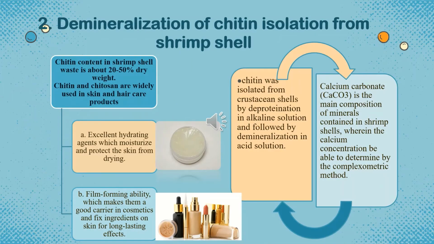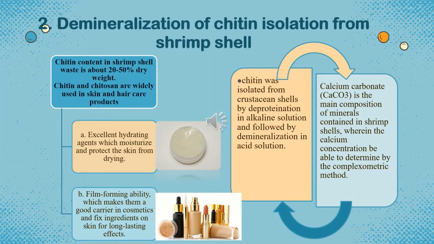Second application is demineralization of chitin isolation from shrimp shells. Chitin contained in the shrimp shell waste is about 20 to 50% dry weight. Chitin and chitosans are widely used in skin and hair care products because of the film forming ability, which makes them a good carrier in cosmetics and fixed ingredient on skin for long lasting effects. It is also because of its excellent hydrating agent, which moisturizes and protects skin from drying.